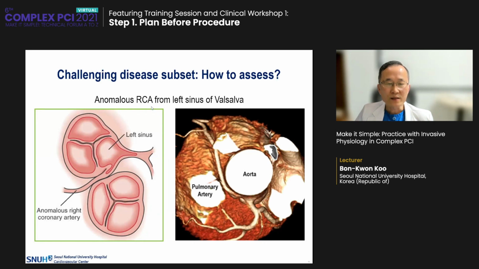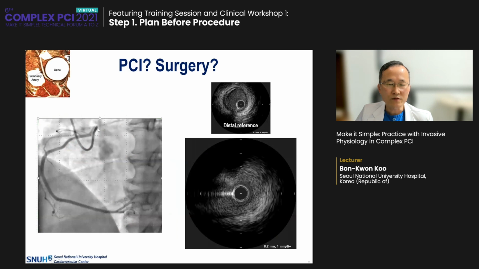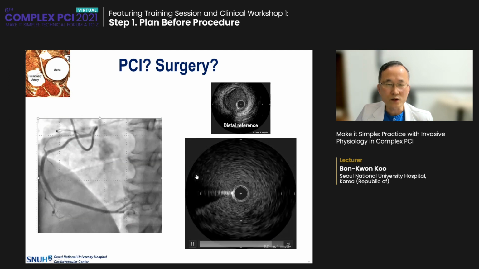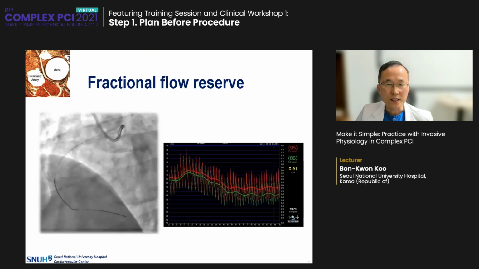I would like to talk about a little bit complicated situation, an anomalous RCA from the left sinus of Valsalva. We are now encountering more of these cases due to the CT scan, but even the guideline is telling us that we don't know how to assess and how to fix this lesion. Here is one case of anomalous RCA. You see that the right coronary artery is from the left sinus, and in the IVUS, there is a significant pinching between the aorta and pulmonary artery.